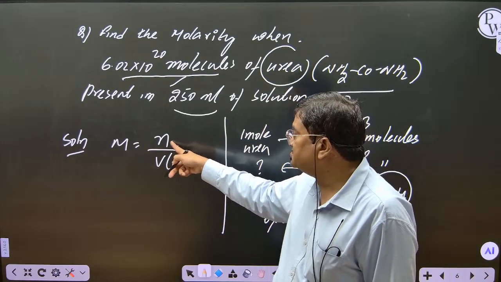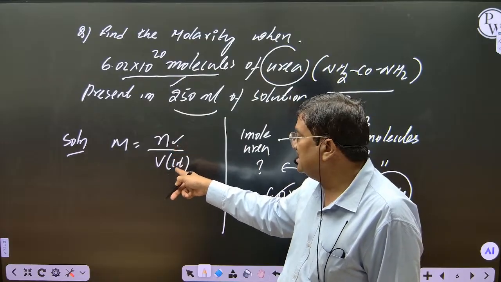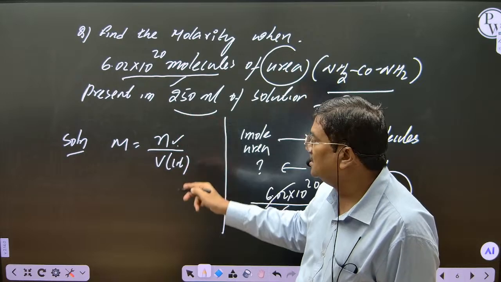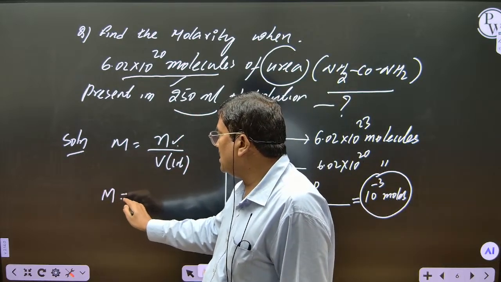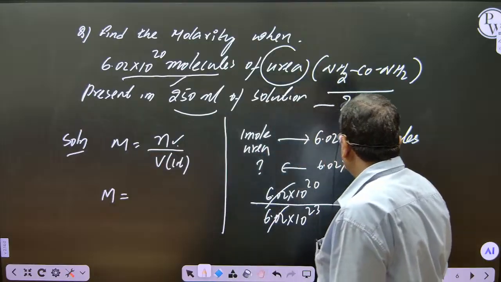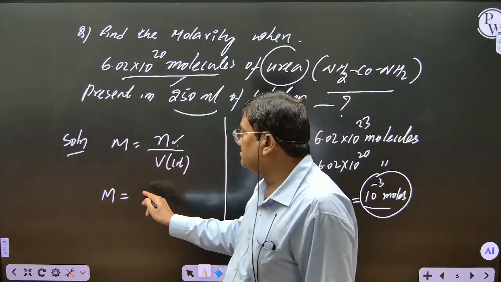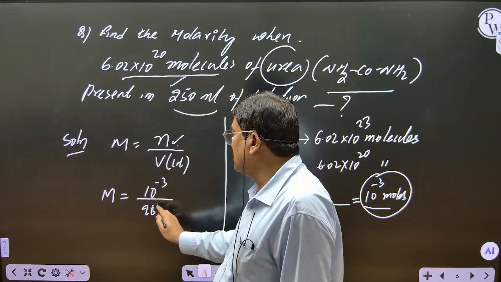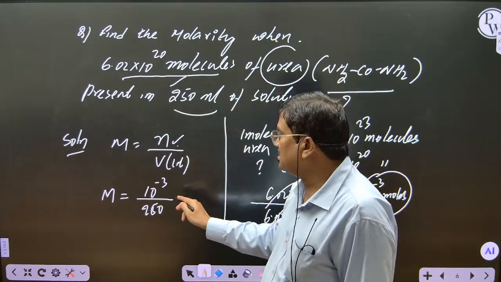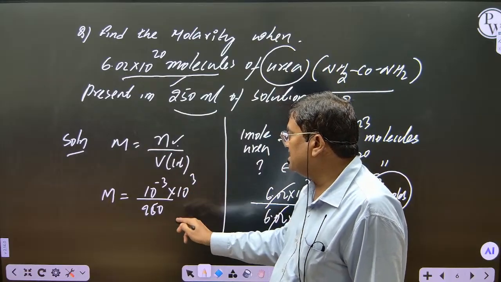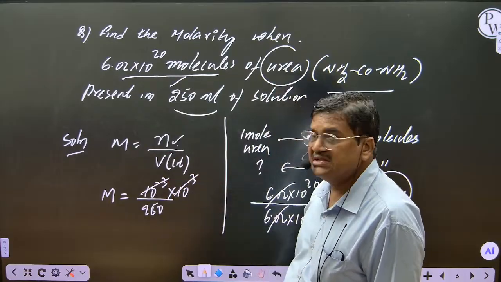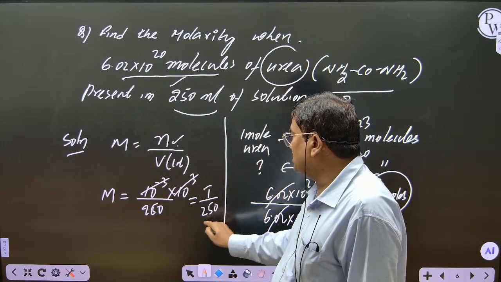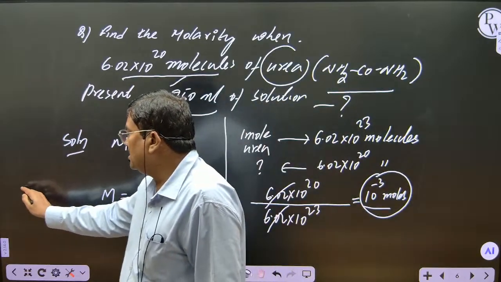So here I have to substitute 10 power minus 3. Volume has to be in liter, but he has given it in milliliter. So what will be the molarity? Molarity is equal to the moles we got here, I am substituting 10 power minus 3, by volume, which is given as 250. So this 250 I am dividing by 1000. 1000 goes to the numerator. So 10 power minus 3 and 10 power 3 get cancelled. Then what is left? 1 by 250 will be remaining. Now when you simplify 1 upon 250, how much do you get?